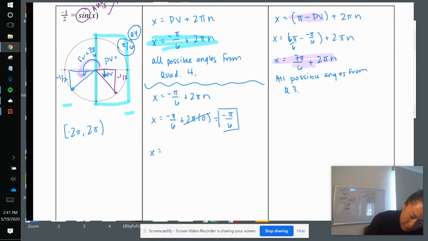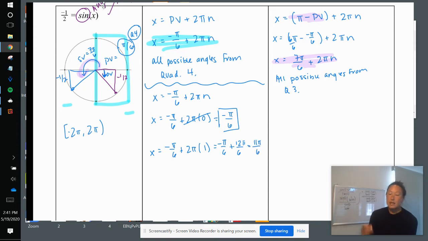So this is an answer for us. Okay, we're going to do another one. Negative pi over 6 plus 2 pi, using an integer bigger than 0. Okay, 1. So instead of 2 pi, let's call this negative pi over 6 plus 12 pi over 6, giving us 11 pi over 6. Is that a value that's in between negative 2 pi and 2 pi? Yes.